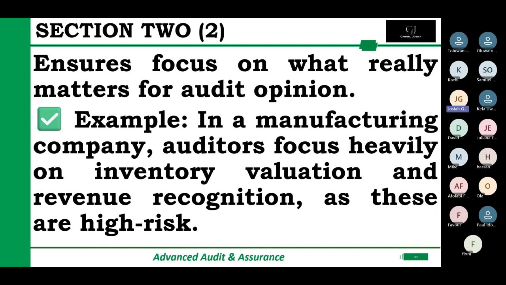So the material areas. For example, in a manufacturing company, auditors will need to focus on inventory valuation. Heavy inventory-based companies have high-risk areas where auditors need to focus their attention to be able to get sufficient and appropriate evidence to produce their audit opinion.